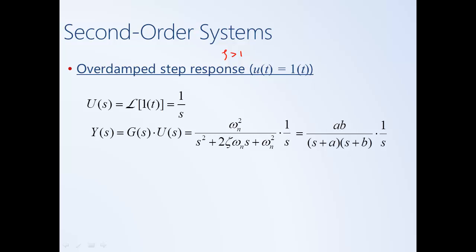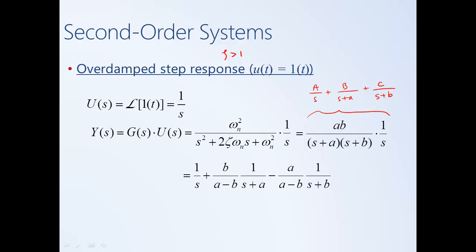Looking at this, we can do a partial fraction expansion. We've got three poles. They're distinct and real. So this is like case 1, where each of the residues or each of the coefficients are real numbers. We're not going to go through the details of finding A, B, and C, but if we did, it would turn out that A is equal to 1, capital B is equal to little b divided by a minus b, and capital C is equal to negative a divided by a minus b.